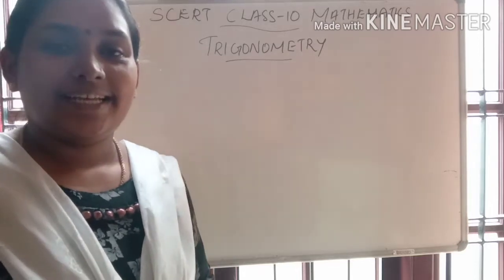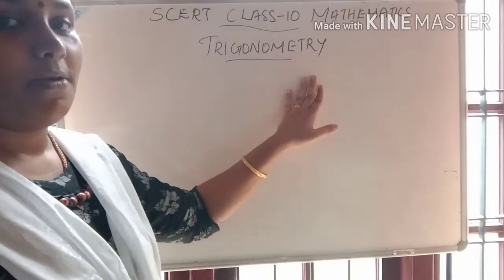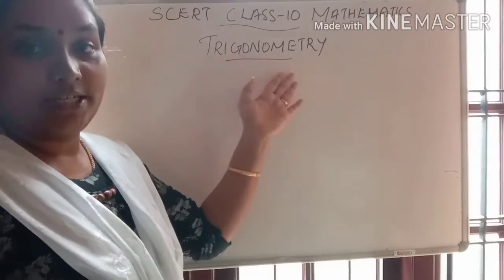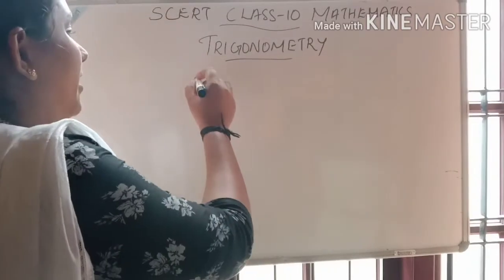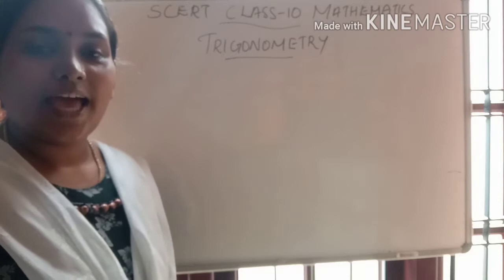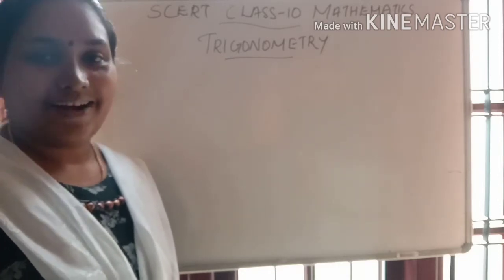Shall we start the session? Here we can study trigonometry in an easy way. Trigonometry: tri means three, and trigonometry is based on the triangle. A triangle has three sides and three vertices, right?